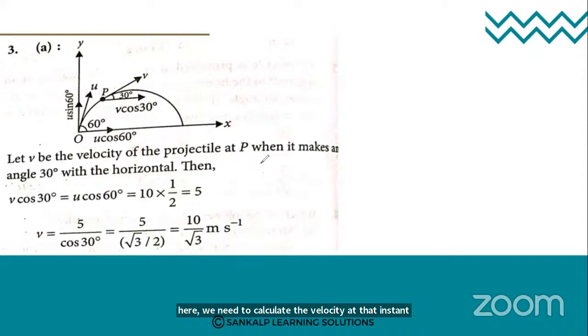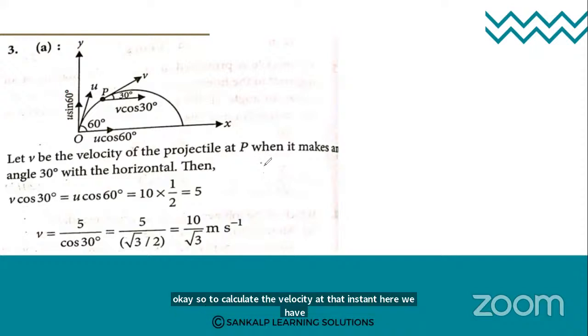Okay, so to calculate the velocity at that instant, see, let v be the velocity of the projectile at P. So in the point given here, this is the point P. Okay. So here at this point, the velocity is considered as V when it makes an angle of 30 degree with the horizontal. So therefore, what is the horizontal component here? That is V cos 30 degree. That is equal to U cos 60 degree.